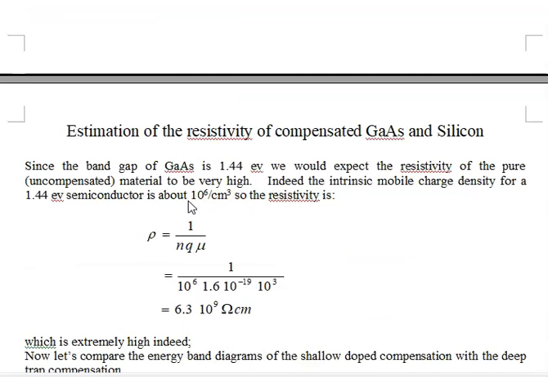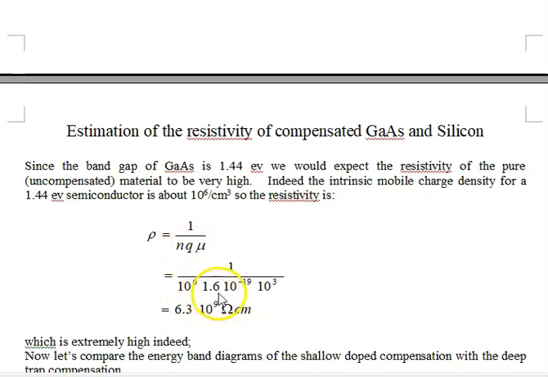It's a very big deal. Let's see why. Since the band gap of gallium arsenide, and we're going to use gallium arsenide, is 1.44, we would expect the resistivity of pure uncompensated material without any doping, just pure intrinsic, to be extremely high. And I have 10^6. I thought it was 10^7. I'm not sure. You can check that out. But anyway, the resistivity is 1 divided by the number density times the electronic charge times the mobility. I use 10^16. I suppose that's a reasonable number.